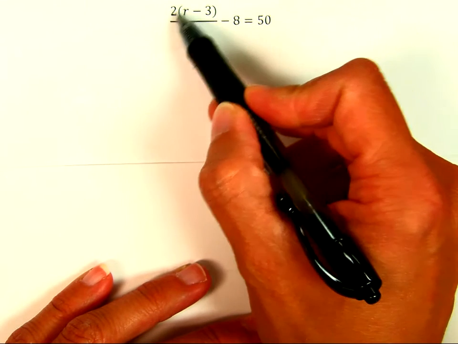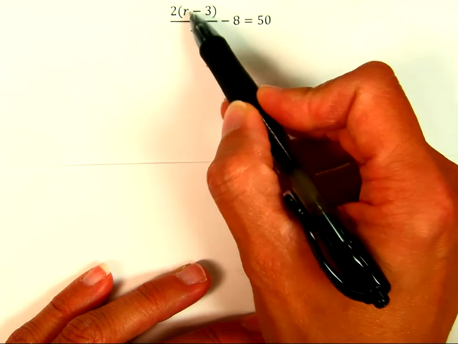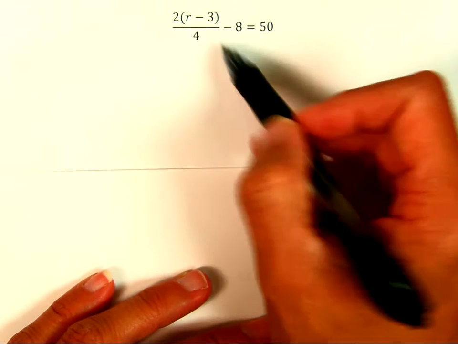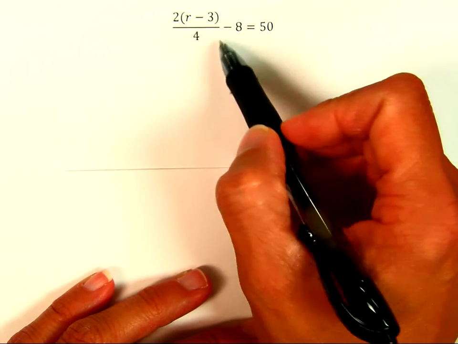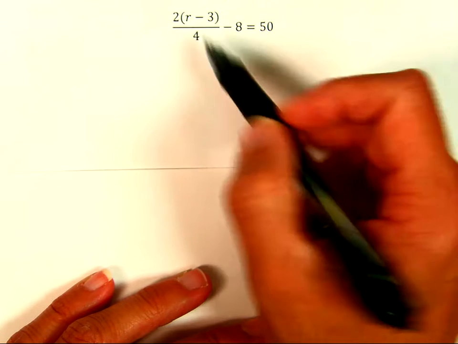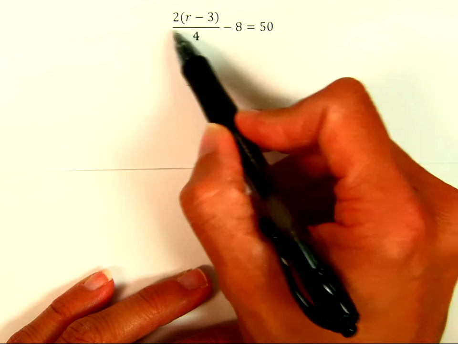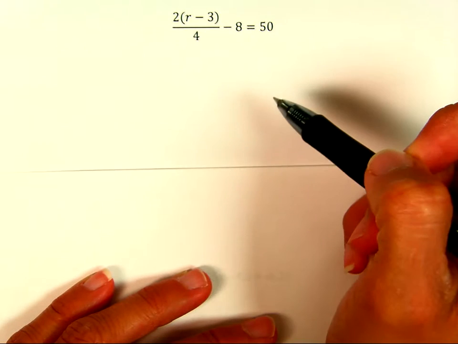We have multiplication. I'm going to treat r minus 3 as one entity right now, just one thing. I'm not going to think of it as an r minus 3. I'm just going to think of it as one, like a big x. So I have 2 times something. I have multiplication, division, and subtraction.